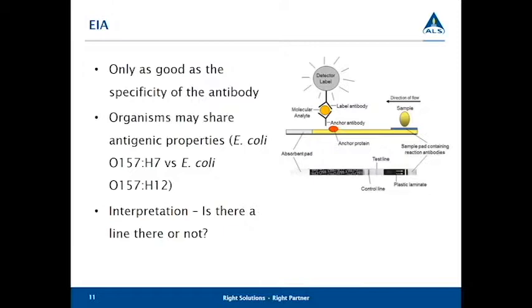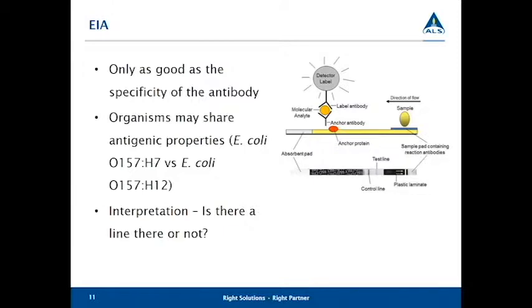Now, these are only as good as the specificity of the antibody to the antigen and how unique the antigen is to the cell in question. Many organisms share a lot of antigenic properties. So there can be some cross-reactivity with an antibody attaching to a cell that's not the intended target. And then there is the interpretation of it. Is there a line or not? It can be very subjective.